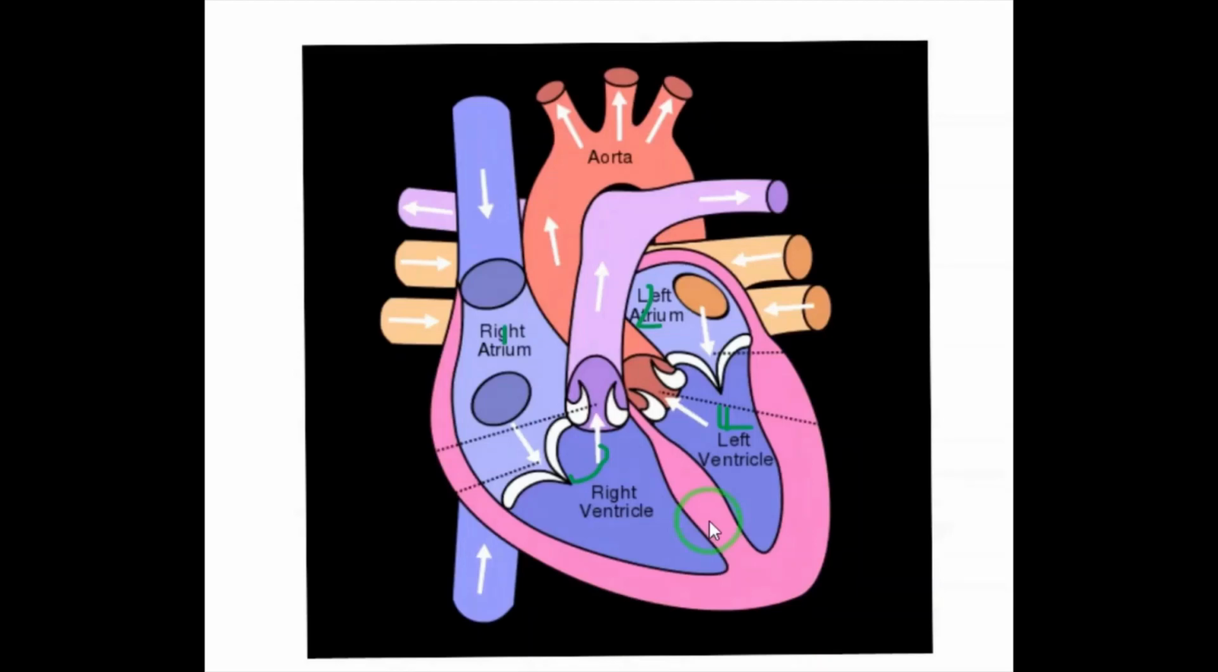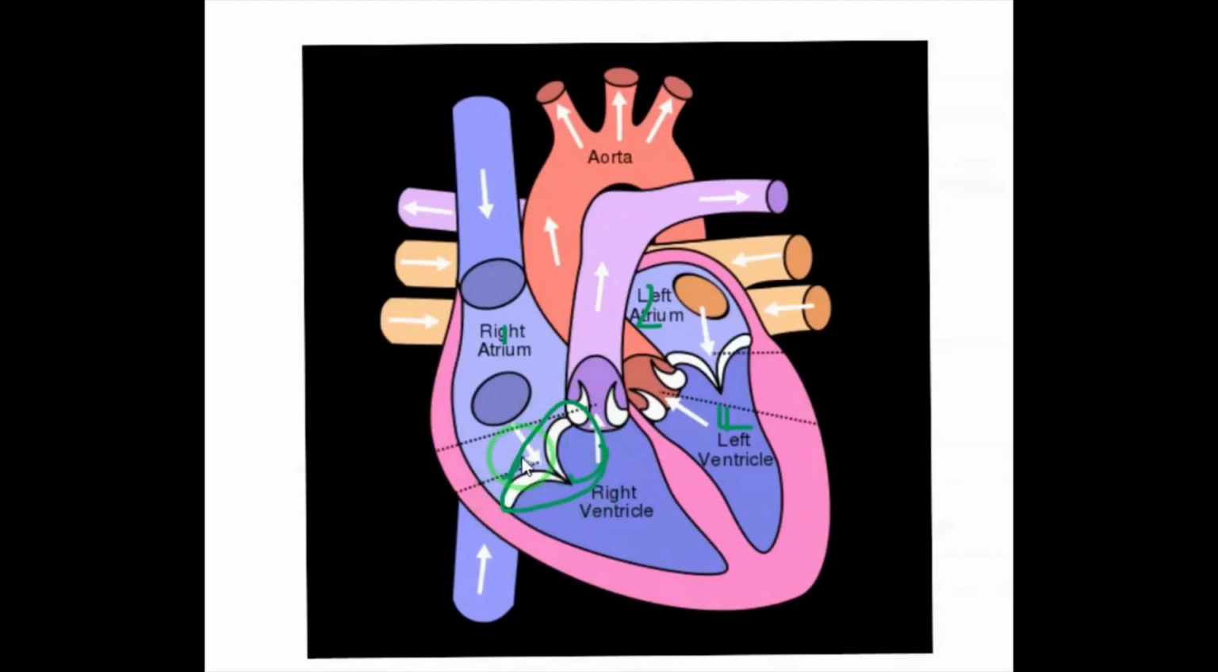Understand, children? Now we have to see the valves. Here three types of valves are present. They are the tricuspid valve, bicuspid valve and semilunar valves. So first valve is known as the tricuspid valve. So this is the tricuspid valve.